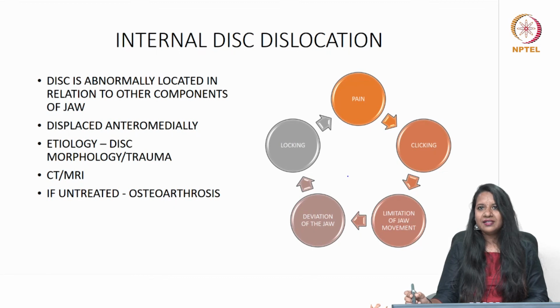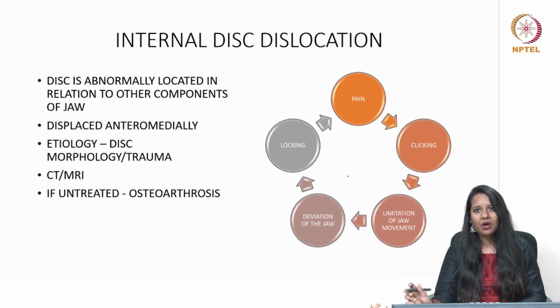Next is the internal disc dislocation. The disc is abnormally located in relation to other components. Most commonly it is dislocated anteromedially. It could be due to trauma or related to the disc morphology, which can be evaluated by CT or MRI scan. If it is untreated, it leads to osteoarthrosis, which is nothing but the degeneration of the soft tissues. So, it causes pain, clicking, limited movement of the jaw, deviation of the jaw and locking.